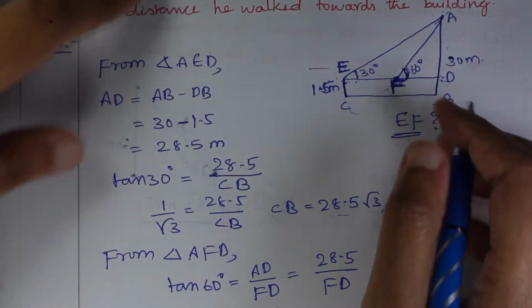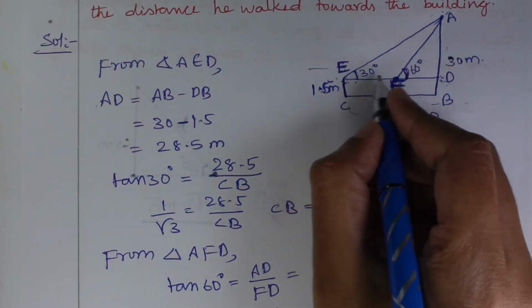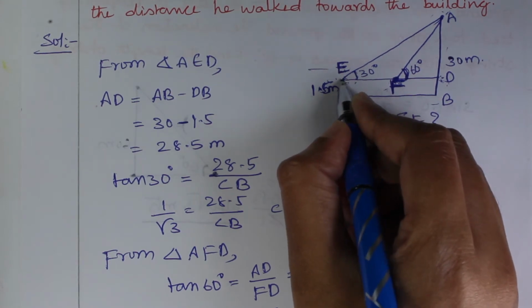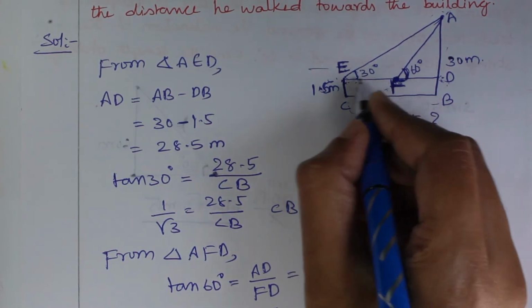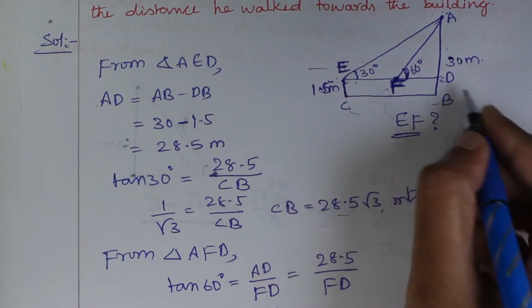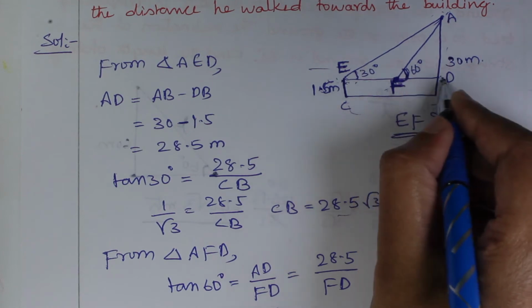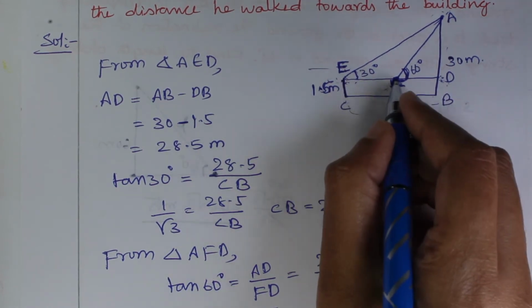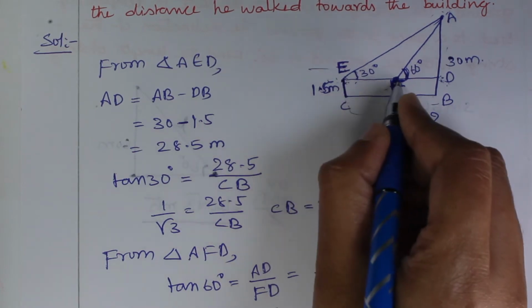Now in this figure, I have to find out EF, that is the distance travelled by the boy from the initial position to the second position. This is the distance I need. Now I have the total distance CB and I have the distance FD. So I will subtract FD from CB to get the distance travelled by the boy from initial position to the second position.